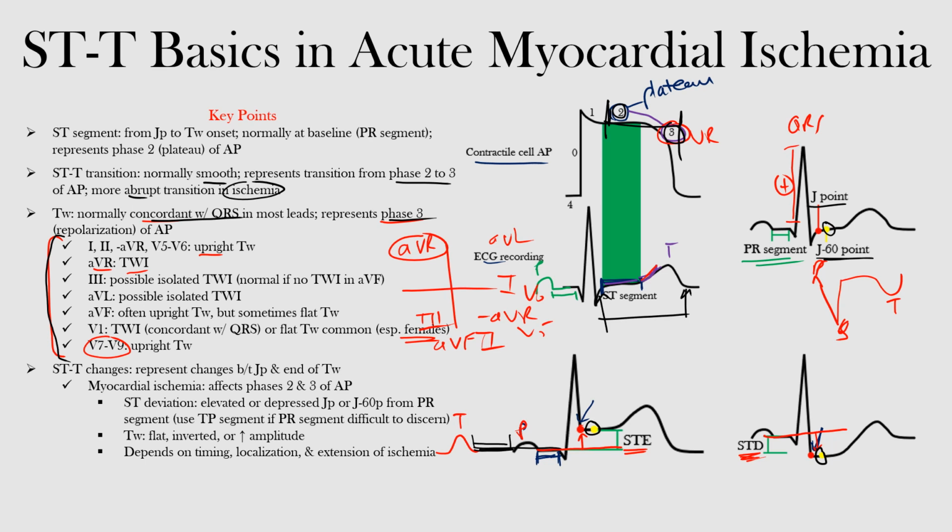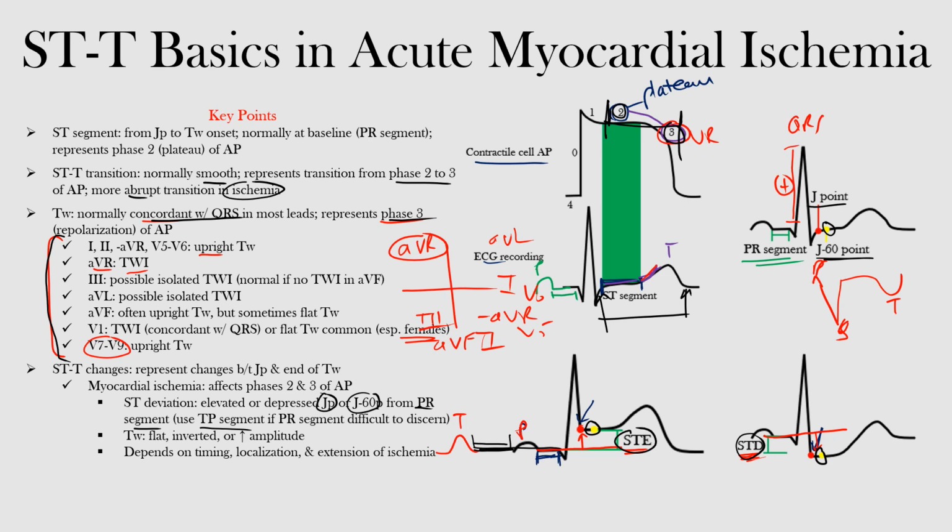The ST segment can be deviated up or down, meaning ST elevation, as we saw here, or it could be depressed. And then we said this J point is what we use as our reference to measuring ST elevation or depression from the PR segment. We said the TP segment can be used if we can't make out the PR segment very well, but oftentimes you can use that PR segment. And then that J60 point, 60 milliseconds after the J point, that's usually used in exercise stress testing.